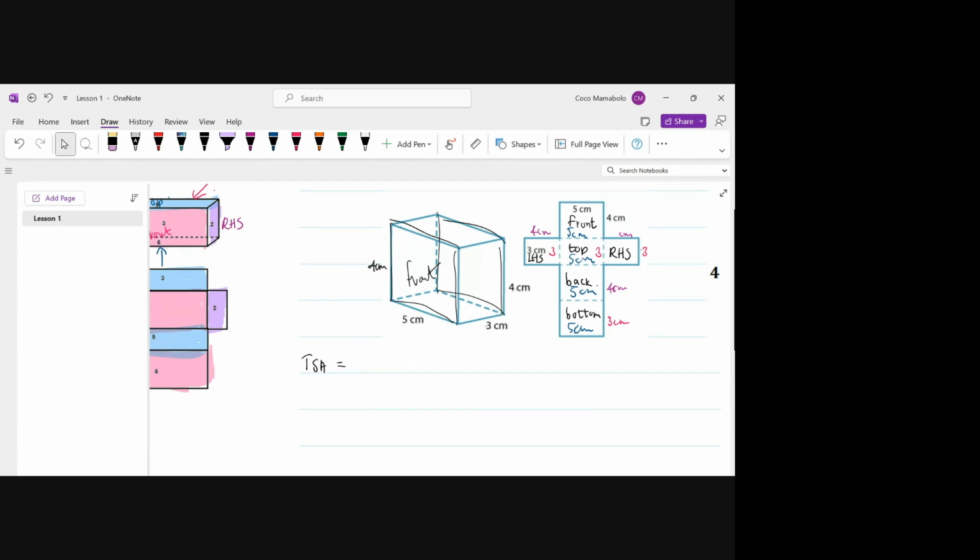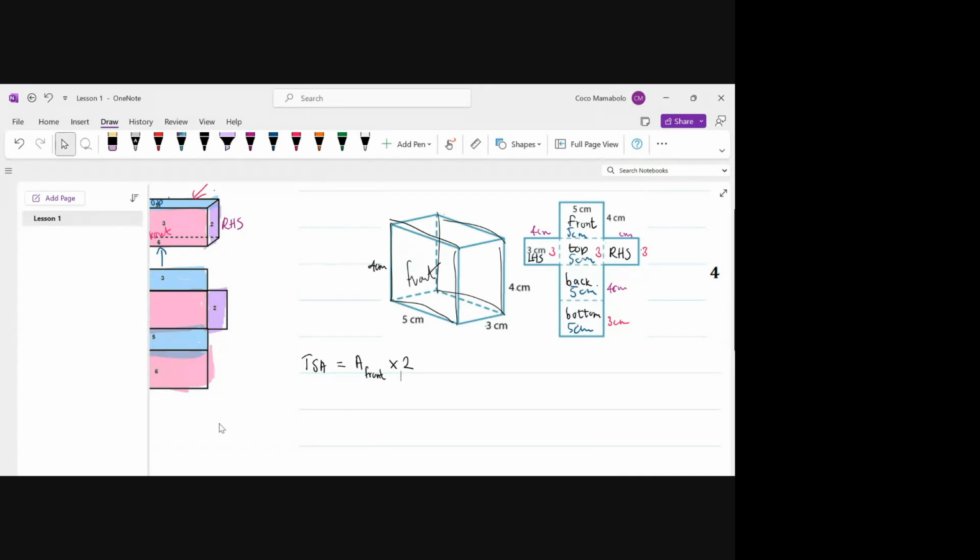So instead of calculating each of them separately, what we can do is take the area of the front and times it by 2. And that covers the front and the back. Thumbs up. Does that make sense? Then I don't have to do the same calculation twice.